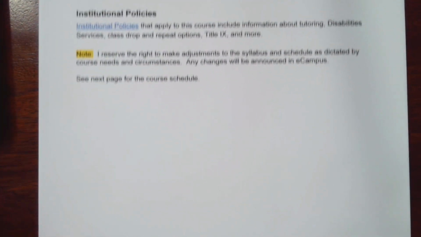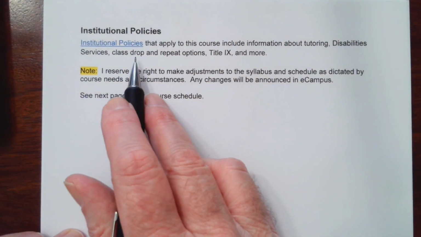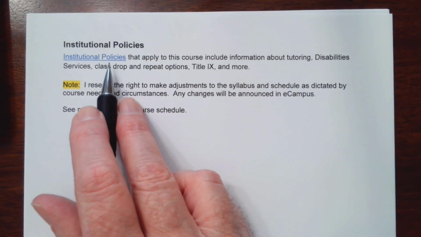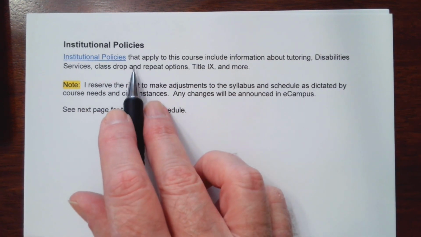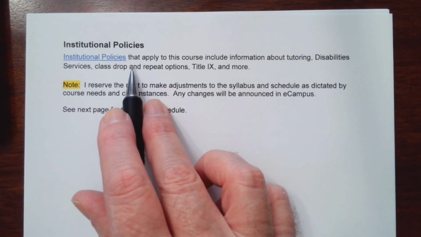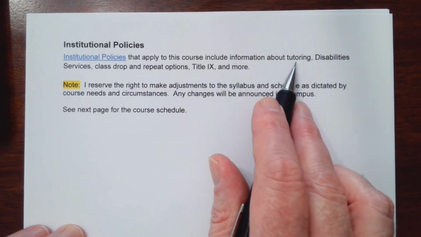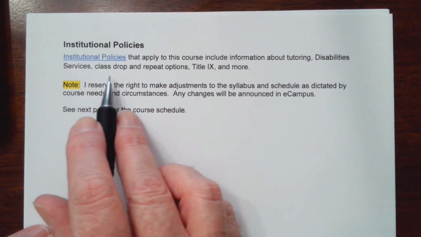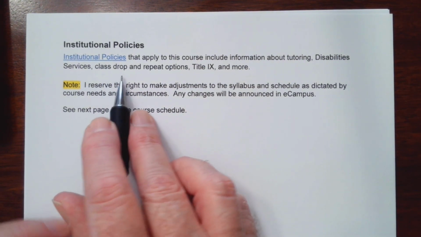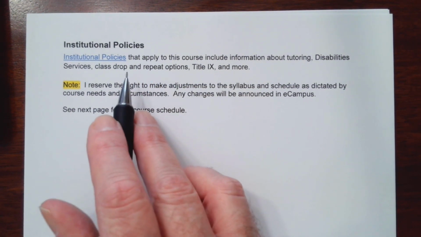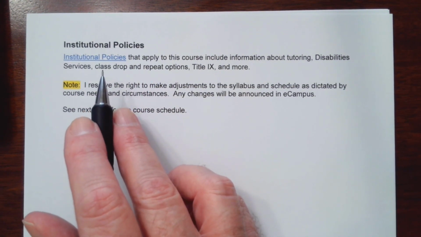So we're just wrapping things up here. So there's some institutional policies that apply to everybody, and you should have seen those. If not, you can click on this link when you're in the syllabus on the computer. And these are things that apply to such things as tutoring, disability services, dropping classes, repeating classes, Title IX, and a lot more. Just make sure that you read those and you're familiar with those.